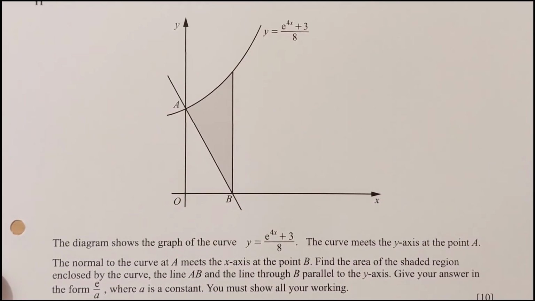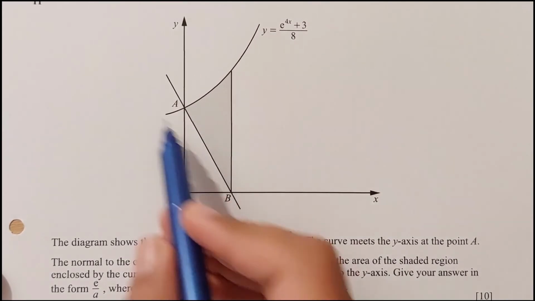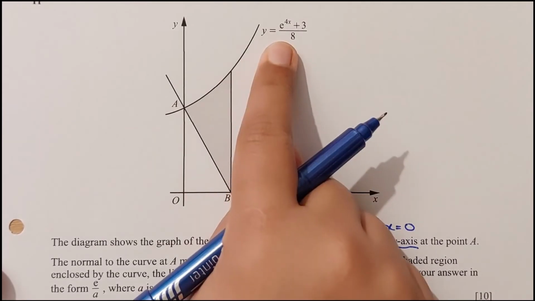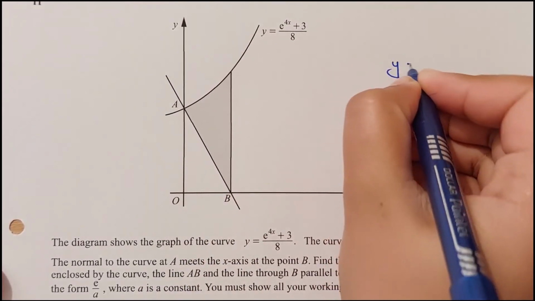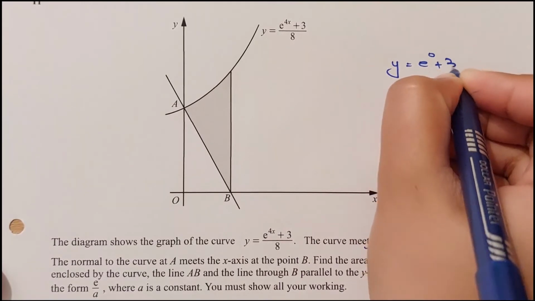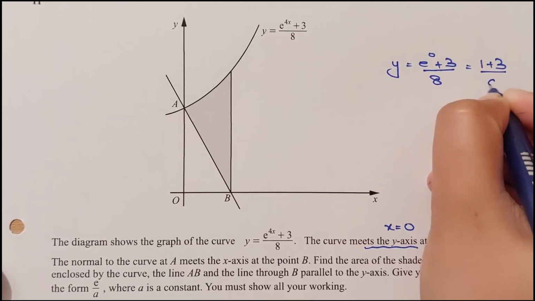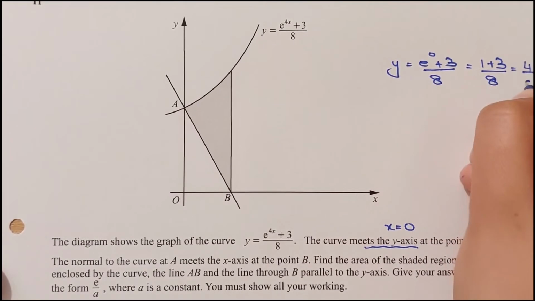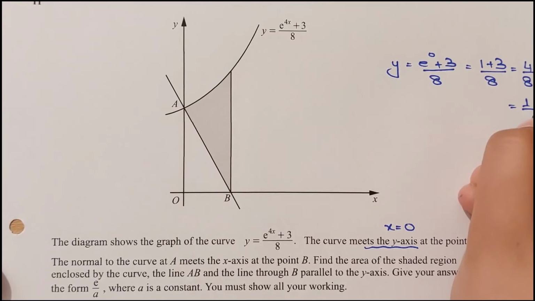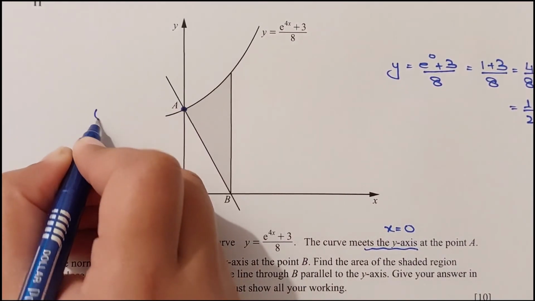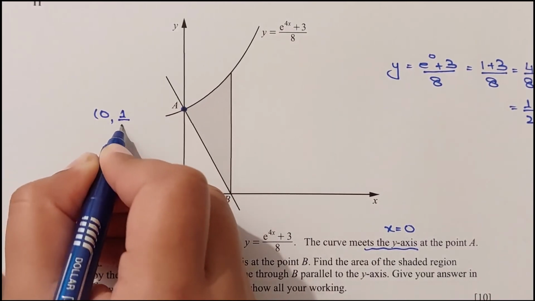Question number 11. The diagram shows the graph of the curve. The curve meets the y-axis at point A. So if it meets the y-axis, it means x is equal to 0. So when x is equal to 0, what is y equal to? e power 0 plus 3, divided by 8. e power 0 is 1. 1 plus 3 divided by 8 is equal to 4 by 8, and 4 by 8 is 1 by 2. So the y coordinate is 1 by 2. So the coordinates of A: x is equal to 0 and y is 1 by 2.